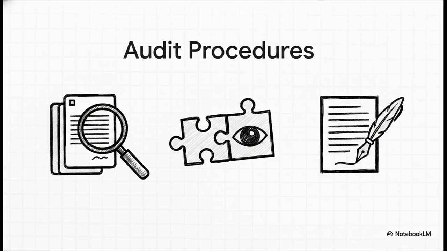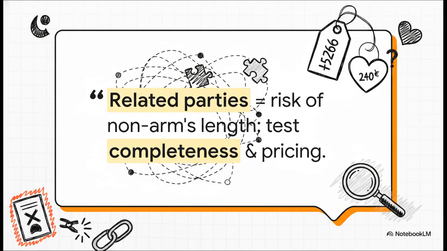And finally, you absolutely must get management on the record with written representations confirming they've disclosed all related parties to you. Make sure you remember this punchline. The hunt is always twofold. First, you're searching for hidden connections to ensure completeness, and second, you're looking for shady sweetheart deals that don't match up with market prices. Oh, and if there's no documentation for a transaction, you need to start considering the risk of fraud.